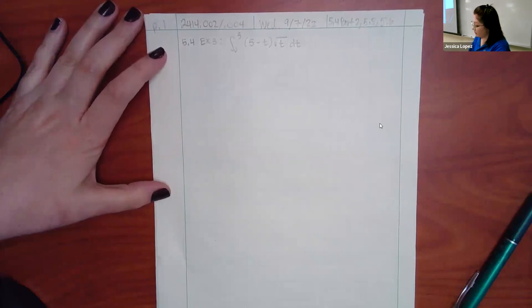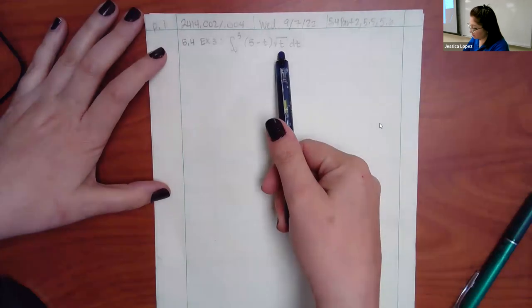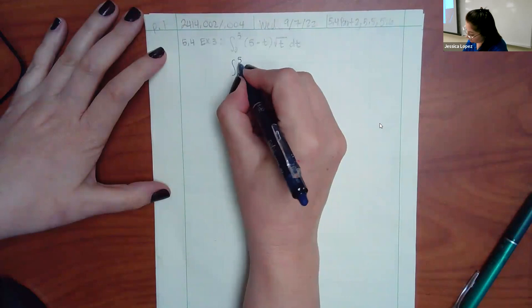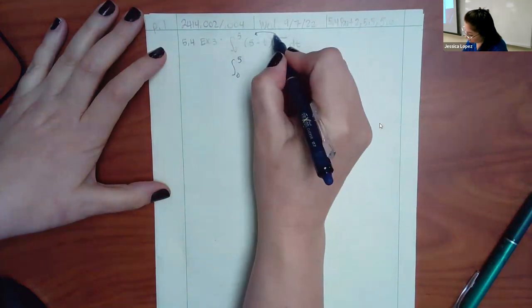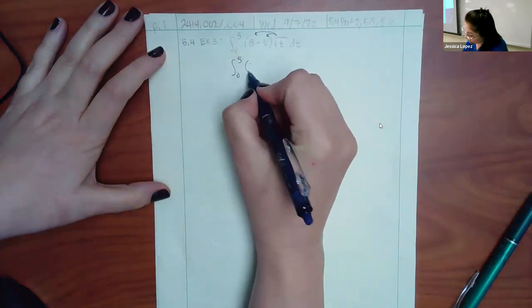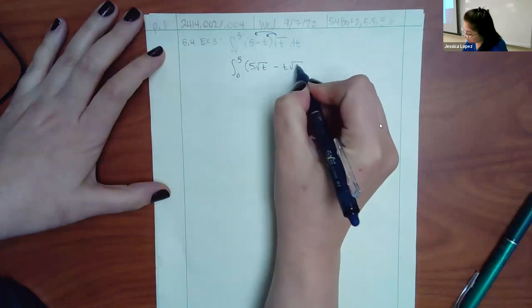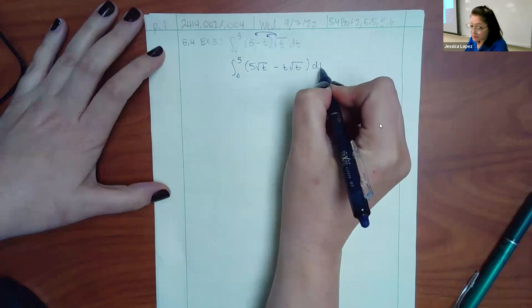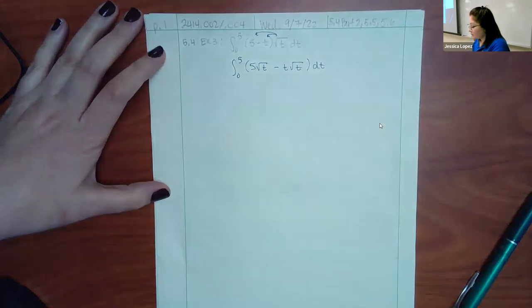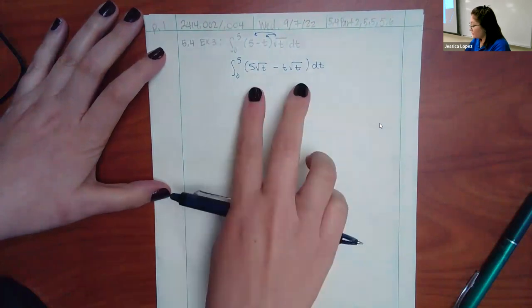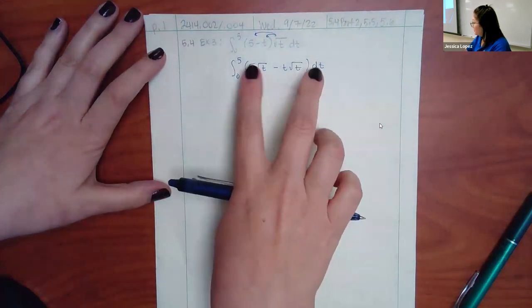5 times square root of t, minus 5 times t square root of t. Mm-hmm. So you distributed? There we go, distributed. So then you got 5 square root of t minus t square root of t. That's one way to go. Mm-hmm. And then what would you do from here? Because we do have two separate terms now, right? Which we should be able to integrate.